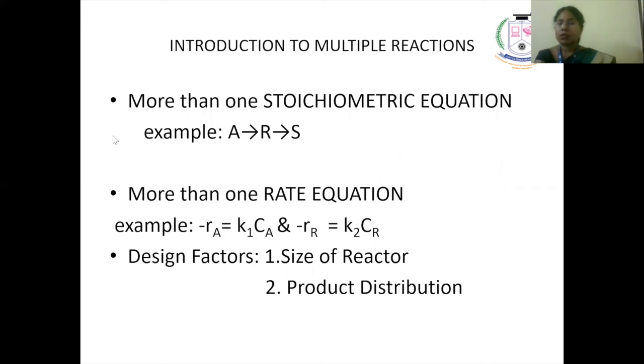Apart from the simple reaction which I have seen till now, there are multiple reactions also, which require more than one stoichiometric equation and then one rate equation. So the design factors for the reactor become size of the reactor and the product distribution, because one of them will be an undesired product and the other is a desired product.